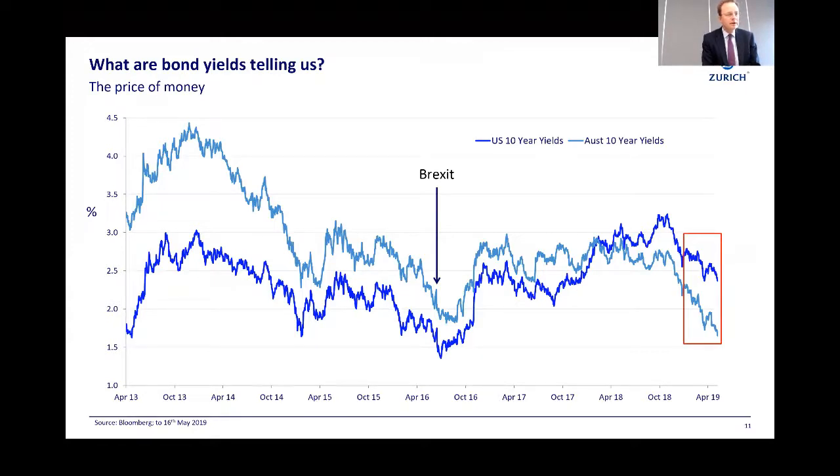In the US, we've been looking at the 2-year, 10-year spread, which remains positive but just. And clearly that price of money suggests that returns from bonds and cash remain pretty muted over the next period.